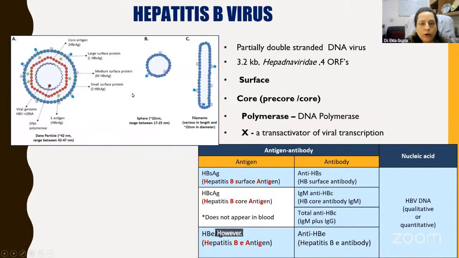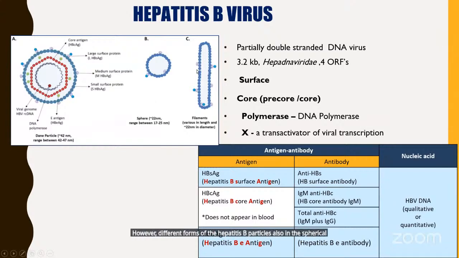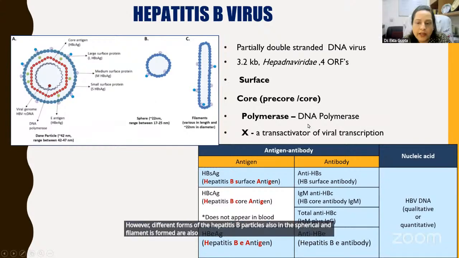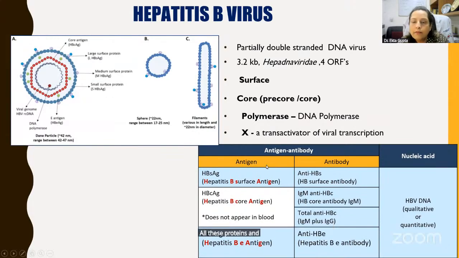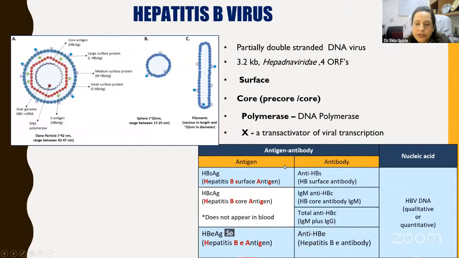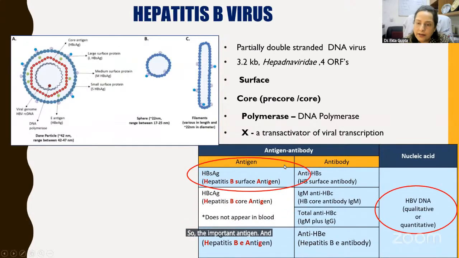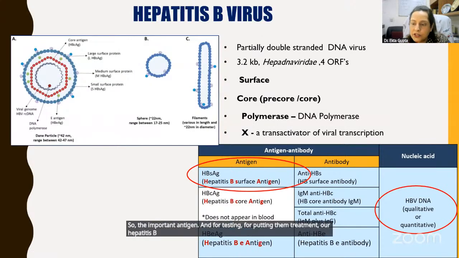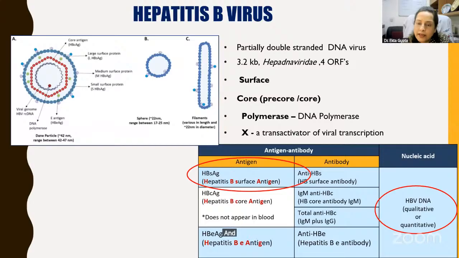However, different forms of the hepatitis B particles, in spherical and filamentous forms, are also seen in circulation. All these proteins and ORFs form 4 important antigens, and the subsequent antibodies are also formed against them. The important antigens for testing and for deciding treatment are hepatitis B surface antigen and its parallel DNA, by which most of the decisions are made.